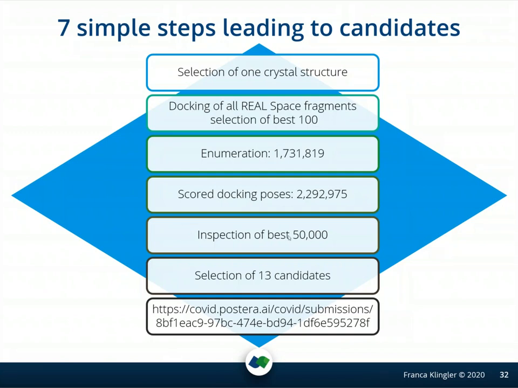As I mentioned, some of them are not able to be placed. And then we inspected the best 50,000, so we sorted the molecules by score and selected 13 candidates that we particularly liked. We have submitted them to this platform from the Postera people. So if any of you is interested in what type of molecules came out of this, feel free to follow this link and look it up on the Postera website.